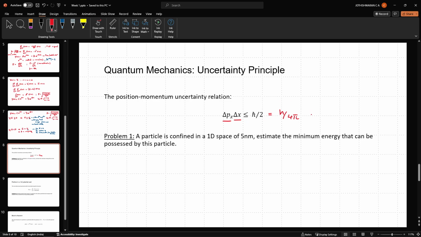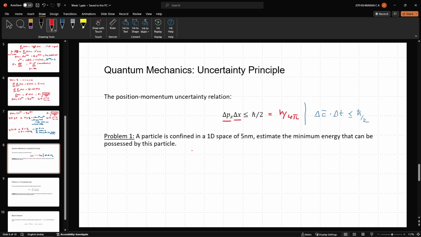Another related uncertainty relation, which we shall be looking at pretty soon, maybe in week 3 or week 4, is the energy time uncertainty relation, where delta E times delta T is again less than or equal to h bar by 2. This is another uncertainty relation, but right now we are considering the position momentum uncertainty relation. Now what does this mean?